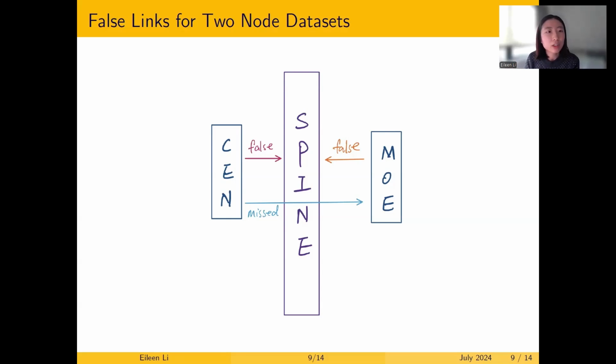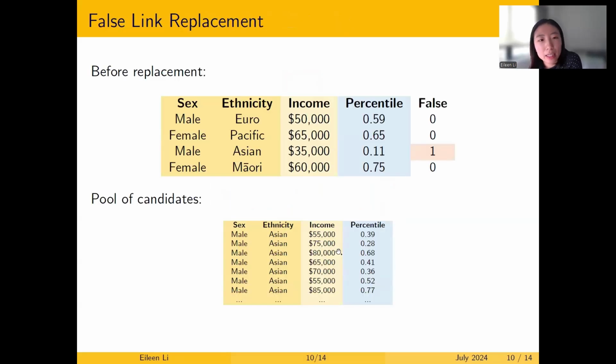So here I'm trying to link census records to the spine and from the spine to education datasets. So essentially, I'm linking from census to education. What I did next is this replacement approach. The replacement approach is basically to replace the false link's outcome with another record.